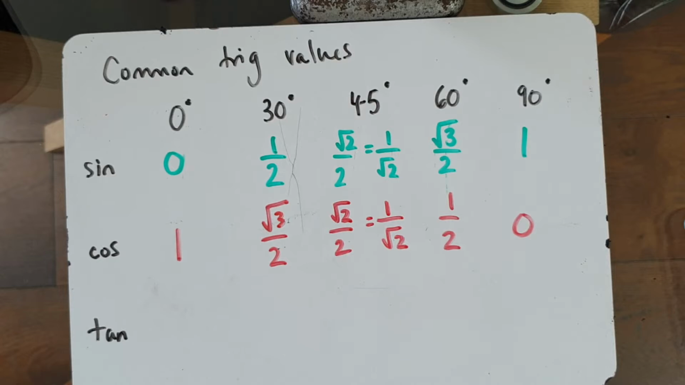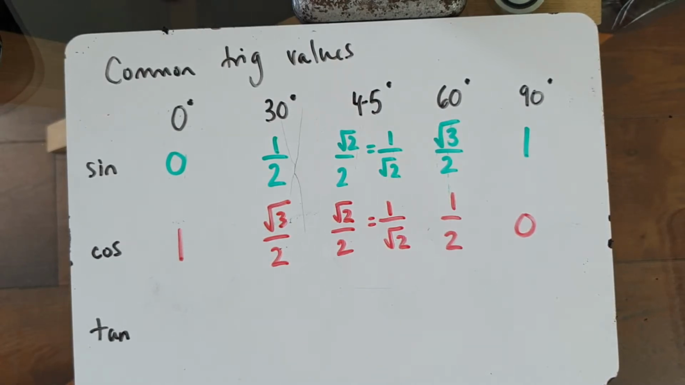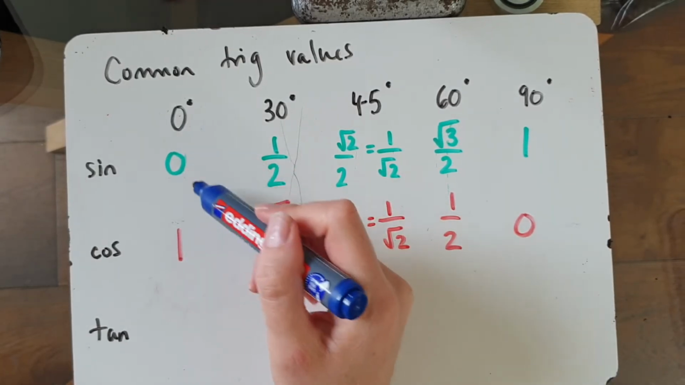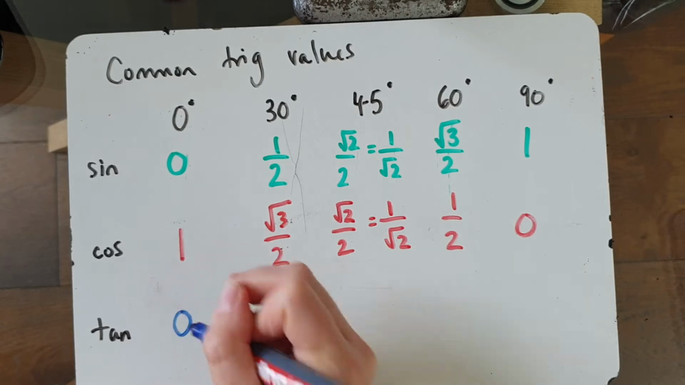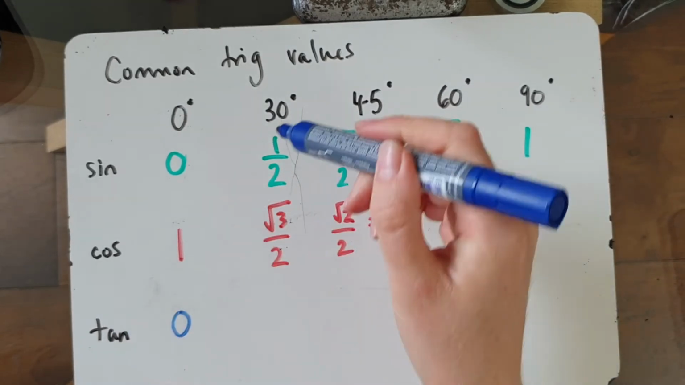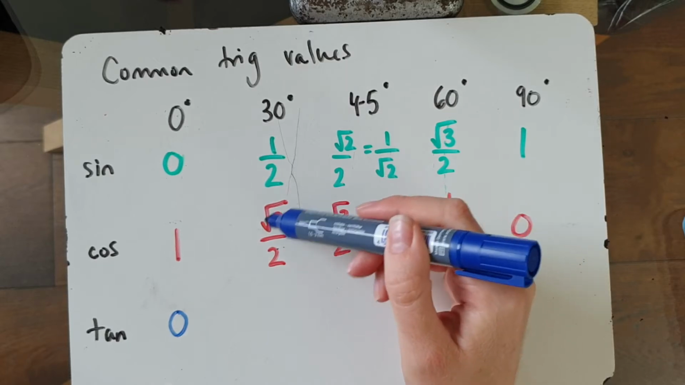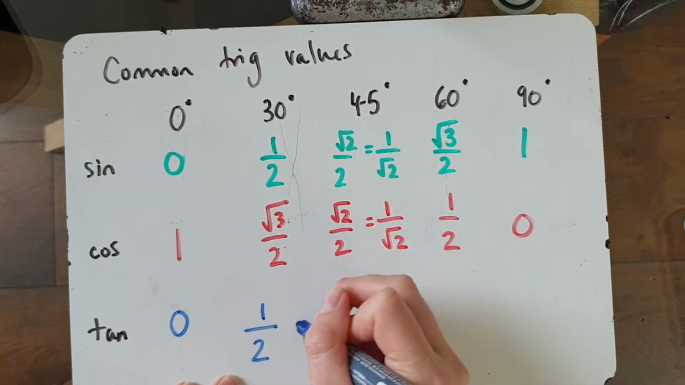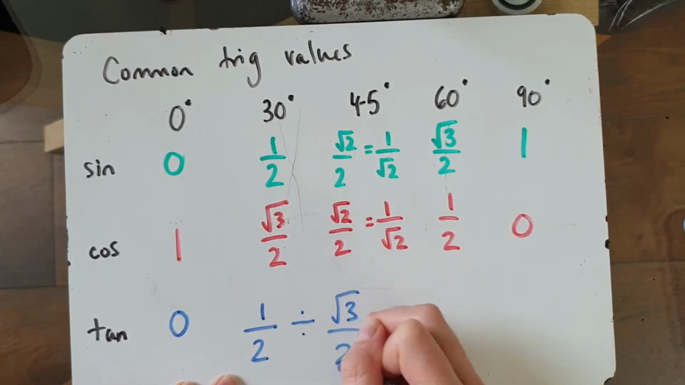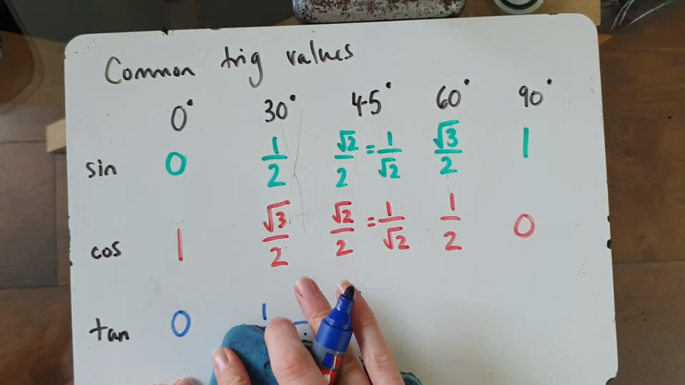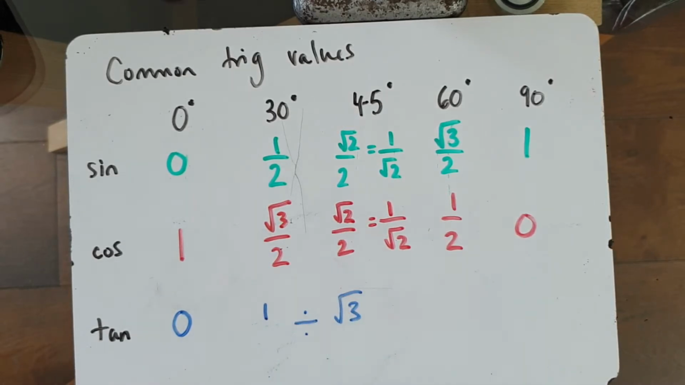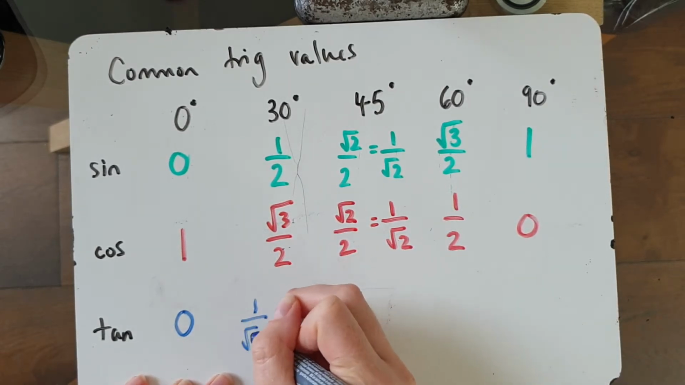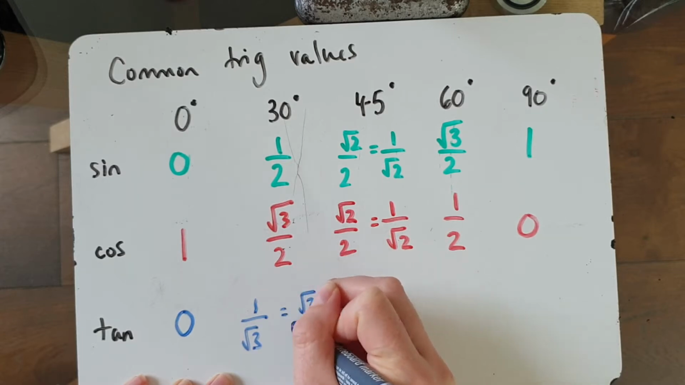Last one is tan. Tan is sine divided by cos. So tan 0 is 0 divided by 1, that's 0. Tan 30 is a half divided by root 3 over 2. Now, if I have a fraction and I divide it by a fraction with the same denominator, I can ignore the denominators. It's the same as 1 divided by root 3. So here I will get 1 over root 3, which rationalised would be root 3 over 3.